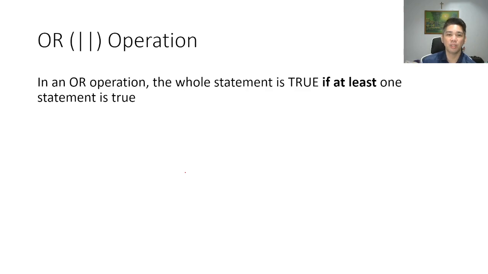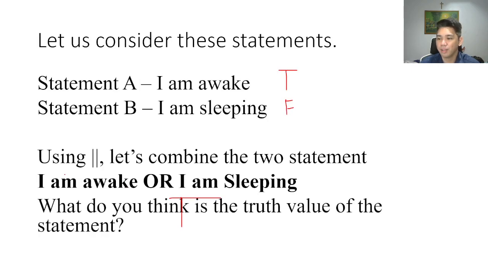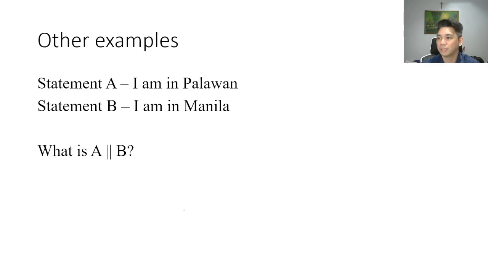In an OR operation, the whole statement is true if at least one statement is true. There is at least one statement that is true, therefore the whole statement became true. Now let's try this. I am in Palawan, that is false. I am in Manila, that is true. What is now A or B? Since at least one statement, B, is true, the whole statement is true.